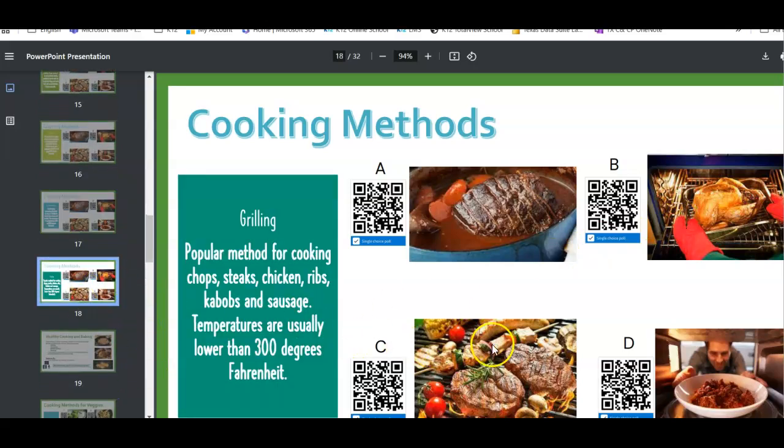And then we have grilling. This is a popular method for cooking steaks, chicken, kebabs, sausage, usually at temperatures lower than 300. You know, it also depends on the cut and what you're trying to do. And the picture of that is the letter C down here.